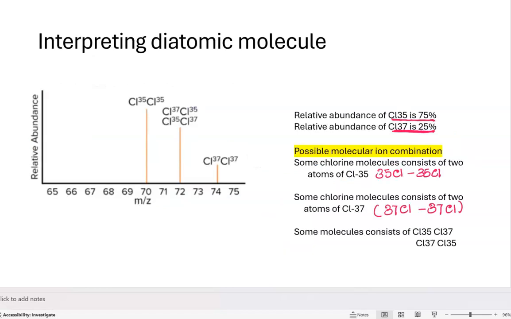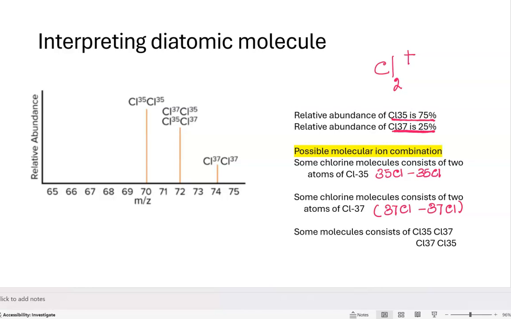Interpreting a diatomic molecule. This is the chlorine molecule. Chlorine diatomic molecule Cl2 1 plus. The relative abundance of chlorine 35 isotope is 75%. The relative abundance of chlorine 37 is 25%.